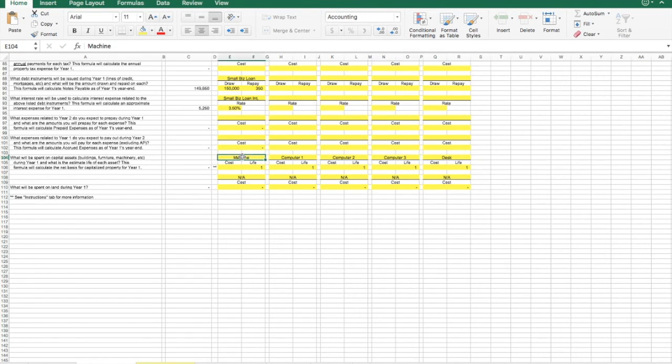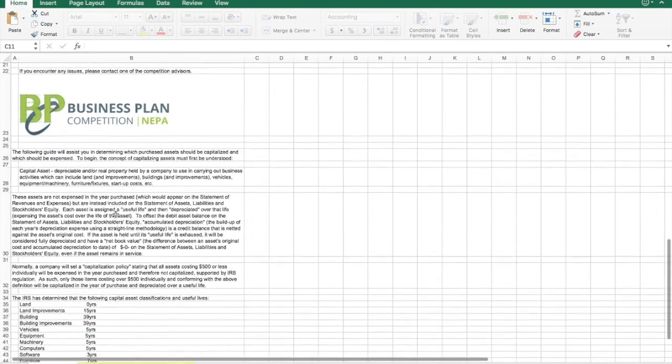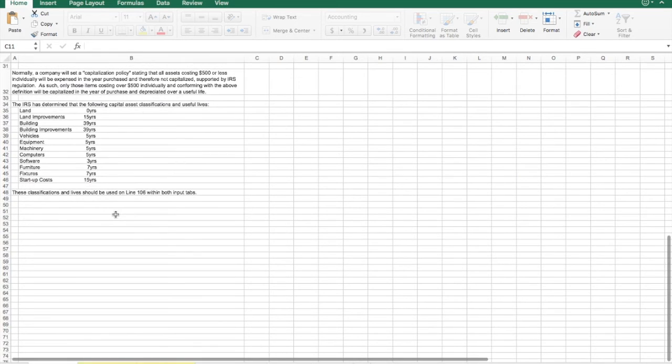So there's going to be 2 things. Obviously you're putting the cost. So say it's a really big expensive machine that you're using to make these widgets. The computers are all pretty much the same thing. And the desk, again, was a really nice desk. Another thing you need to enter, though, is the life. And you're going to find that on the instruction sheet. So if you scroll down here, the IRS has different classifications for things, and it assigns how long it thinks you're going to use them, or their useful life. So the machinery is 5, the computers are 5 years, and the furniture it thinks you're going to keep for 7. So that's the useful life that the IRS has assigned to those different things.